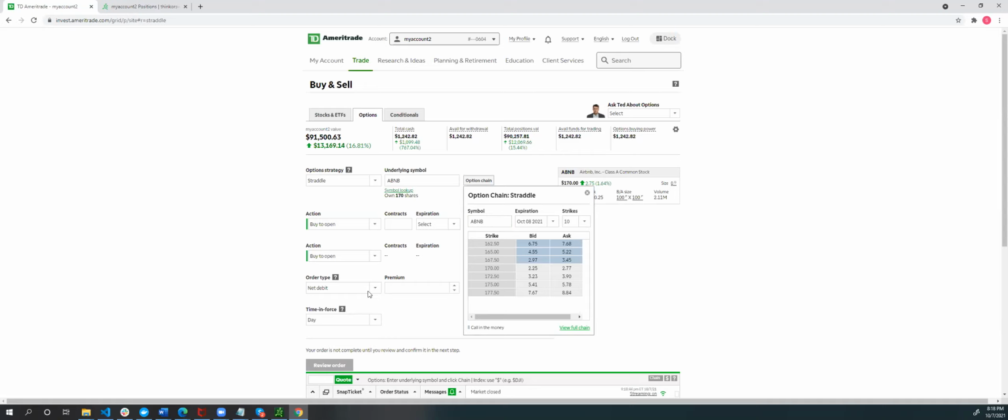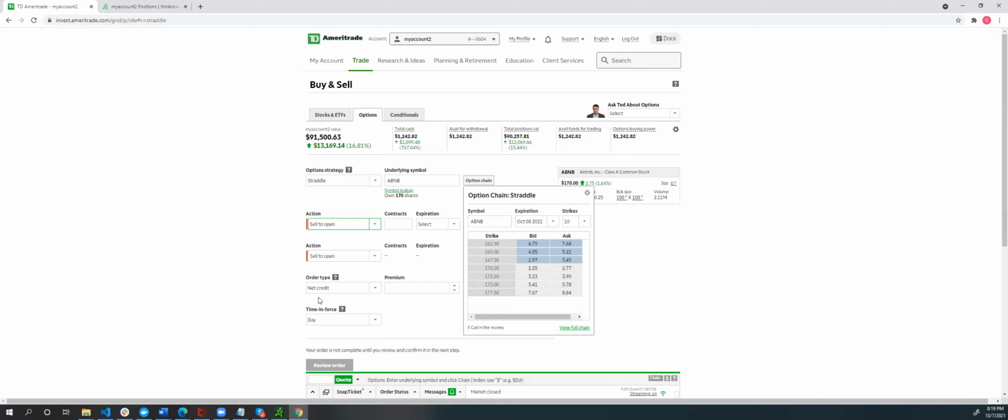So that's what you kind of see here. You can see whether it's a net debit transaction or net credit transaction. Since here we are saying buy to open, that means we're buying a straddle here, right? So it would be a net debit. But if I'm actually selling a straddle, then it will be a net credit. You will be credited with the amount, whatever the amount for that strategy is.